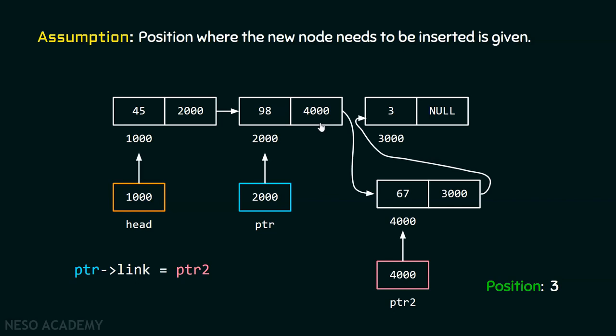And let me tell you, the order is very important. First, we have to update the link part of this node, and then we can update the link part of this node. Why is that so? Because if we update the link part of this node first, then there is no way we can access this node. We have to access the address of this node. That is why it is important to update the link part of this node first. If we update the link part of this node first, then it will get updated by the address 4000, and we won't be able to access this node address at all. That is why it is important to update the link part of this node first and then the link part of this node.